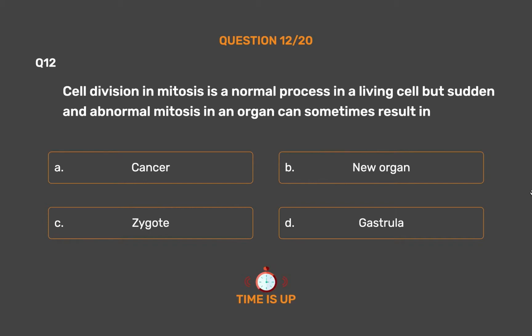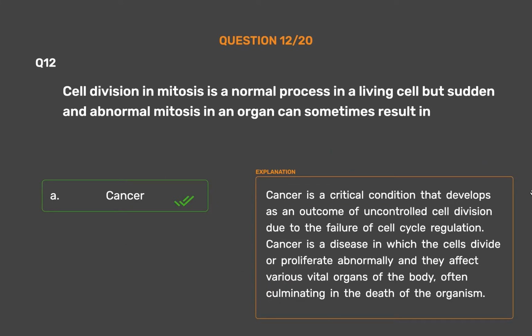The correct answer is option A. Cancer. Cancer is a critical condition that develops as an outcome of uncontrolled cell division due to the failure of cell cycle regulation. Cancer is a disease in which the cells divide or proliferate abnormally and they affect various vital organs of the body, often culminating in the death of the organism.